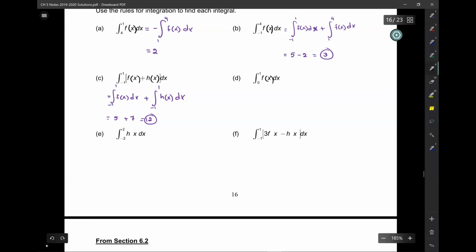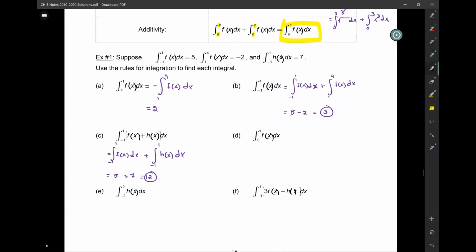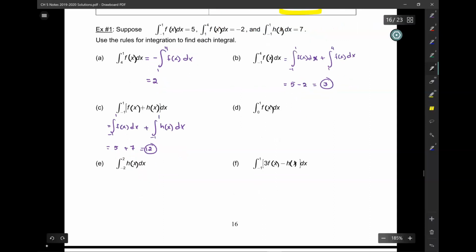Okay, here, from 0 to 1 of f of x dx. Would you use additivity? It seems like it's impossible at first glance. So what do I have? I have from negative 1 to 1 of f of x dx. But how much is the area just from 0 to 1? Do I know what f of x is? No. How do you know? Because maybe it steeps up and then comes down. There is no way to tell. So there is not enough information.